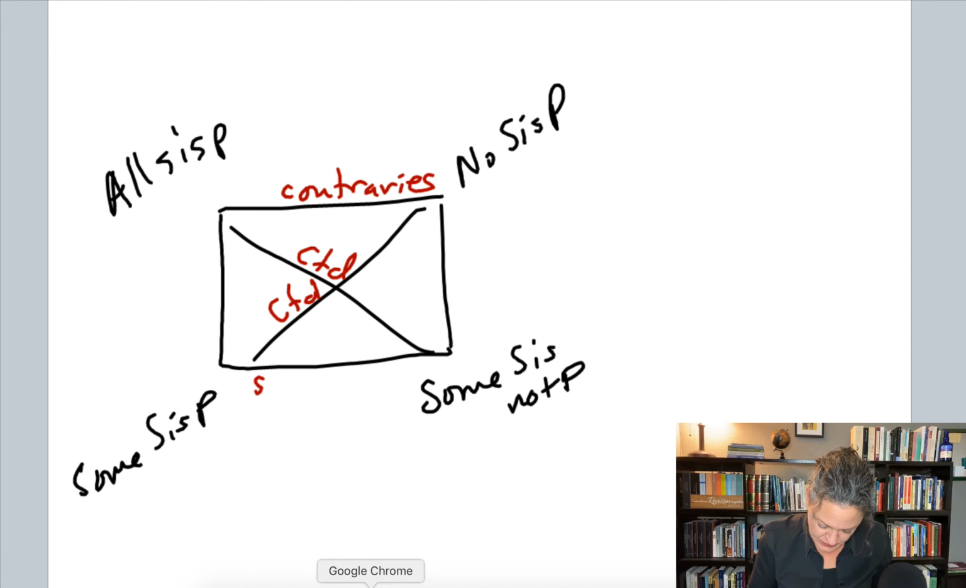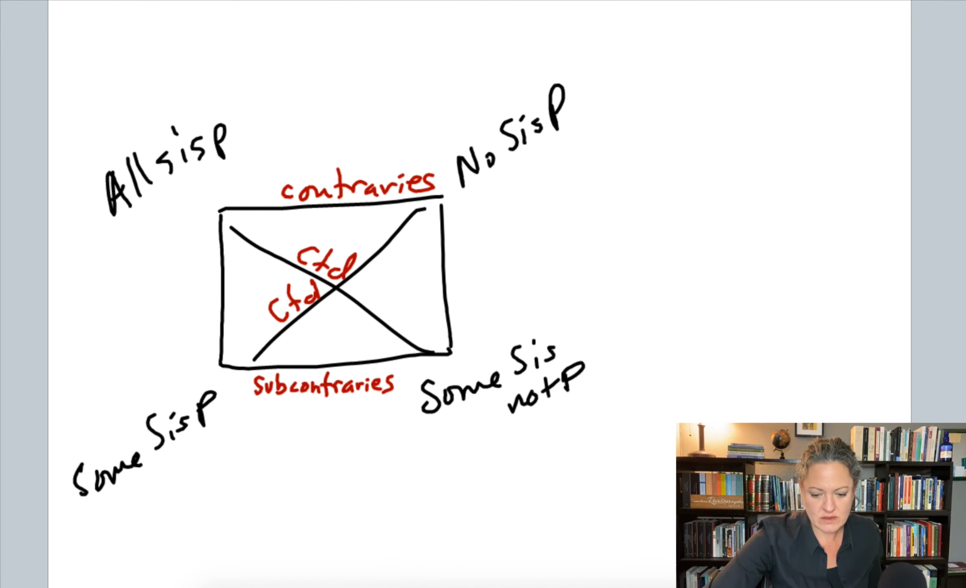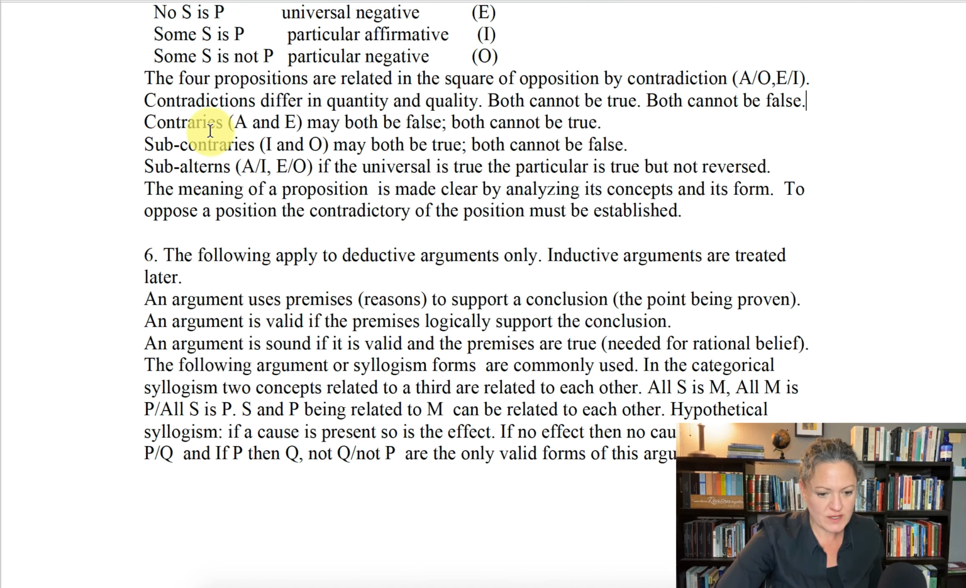Subcontraries are down here. The rule for subcontraries, let's go back to the handout. The rule for subcontraries, I and O. They may both be true, both cannot be false. So you can have two trues on the bottom, or you have one true and a false, but you can't have two falses on the bottom.